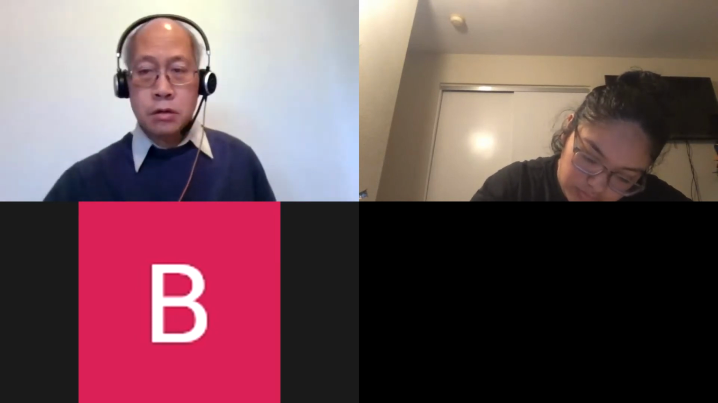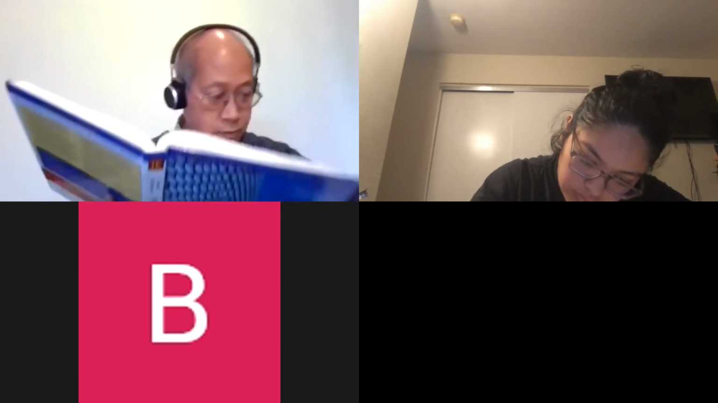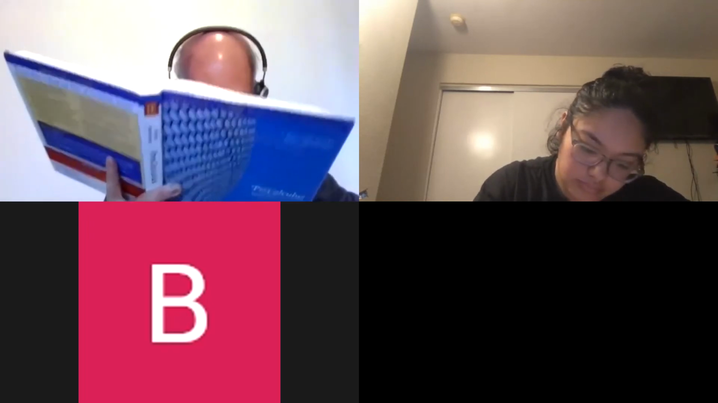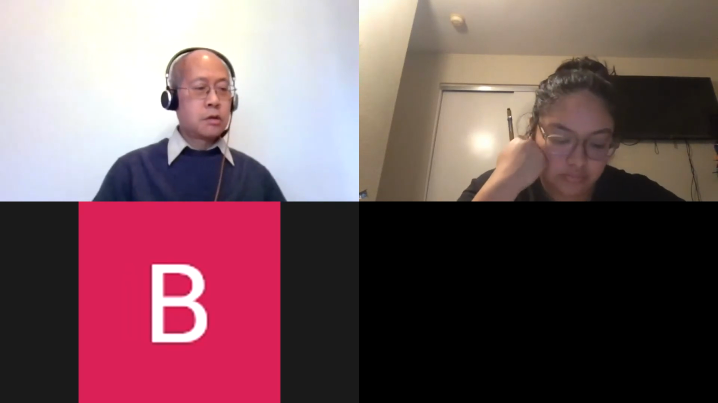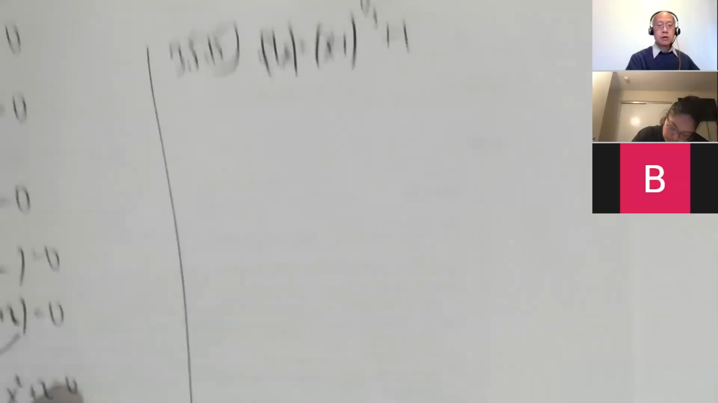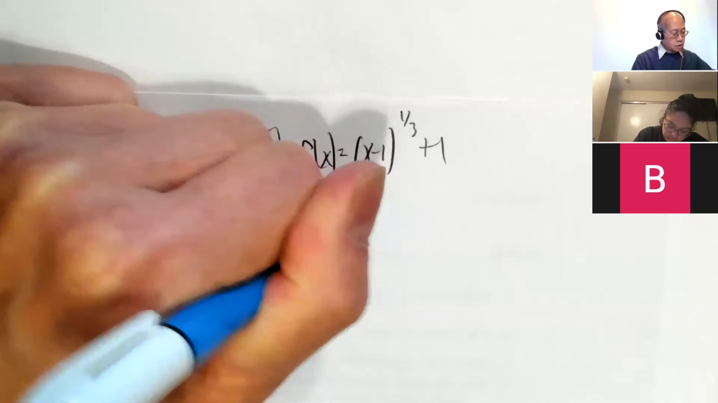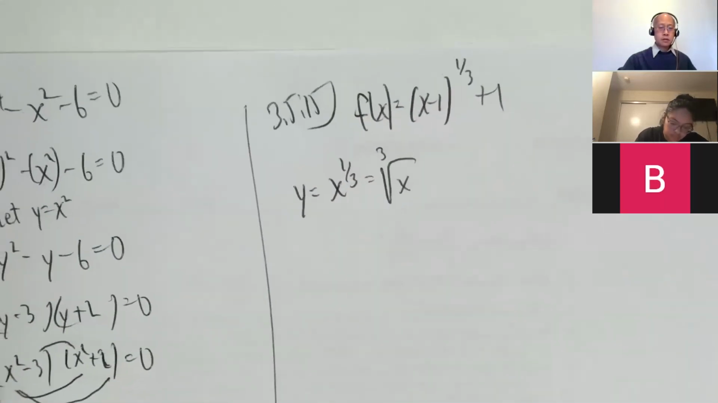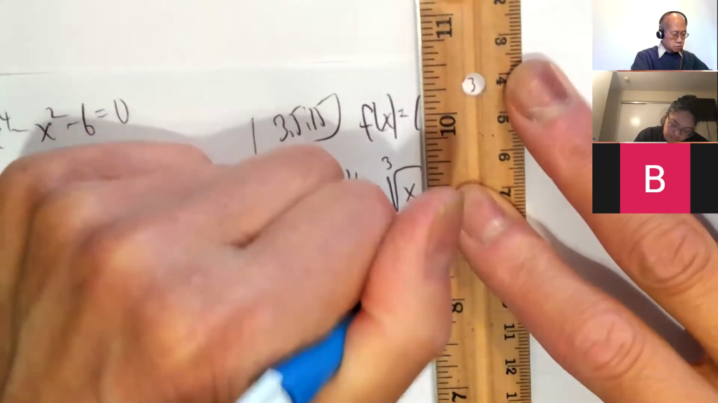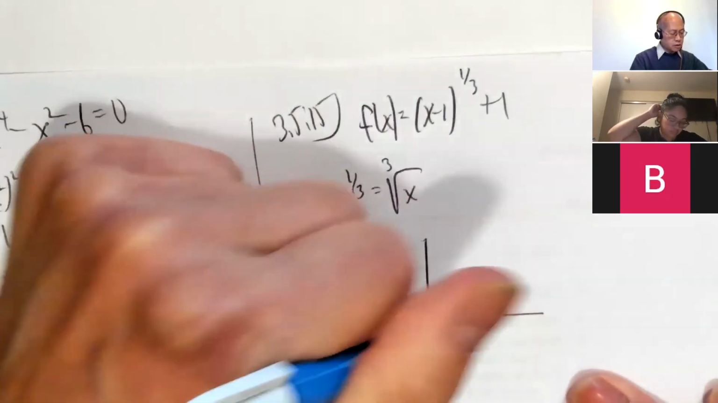3.515. Okay, I'm trying to write the problem down in case you don't see anything. I'll get to it. Okay, 3.515. So I'll start with y equals x to the 1/3, which means cube root of x. Okay, so I already know the cube root function looks something like this.